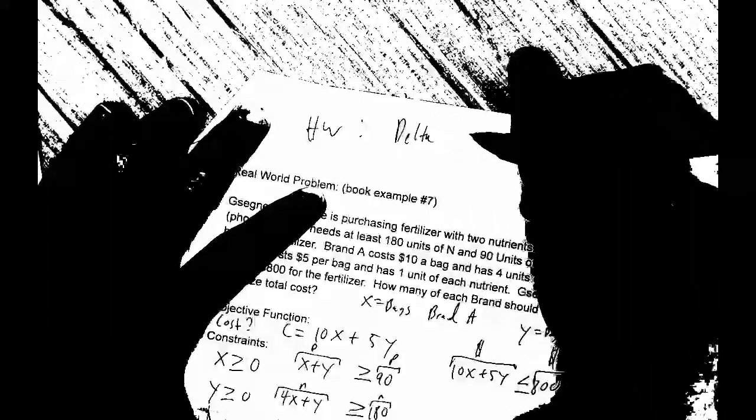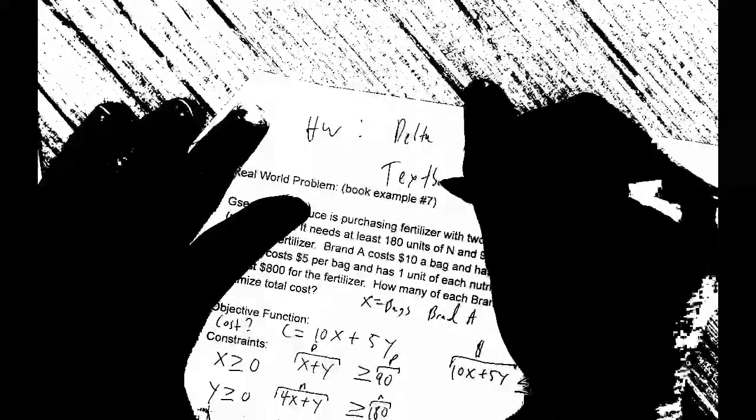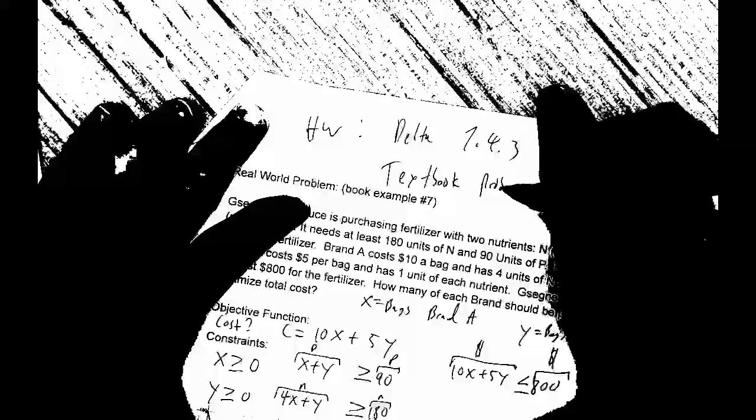Also, for the homework, 2 parts, like before. We got the delta and then there's the textbook problems, like 3 textbook problems. So don't forget to do both.